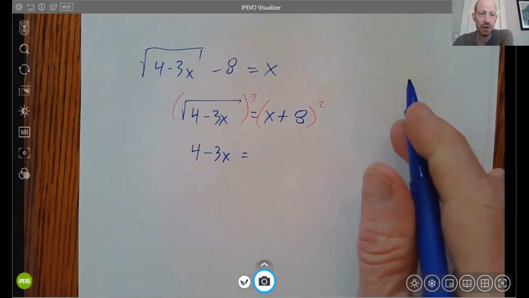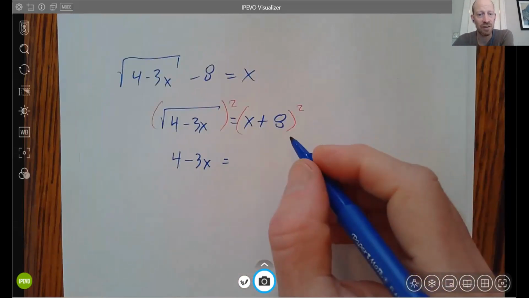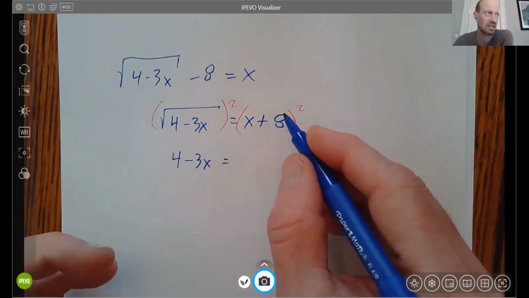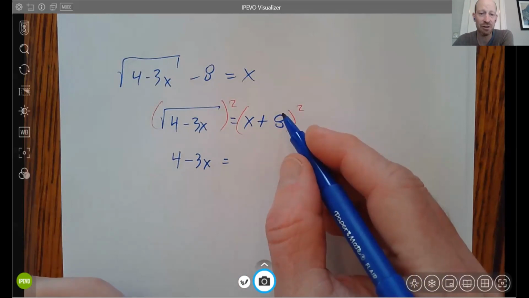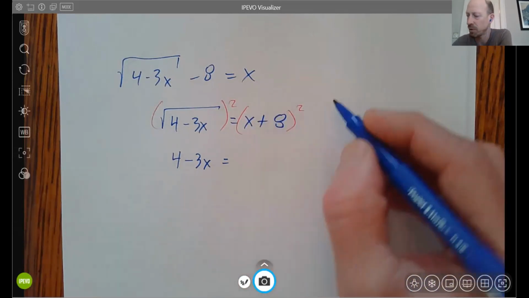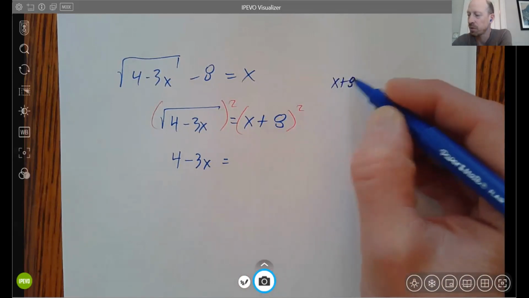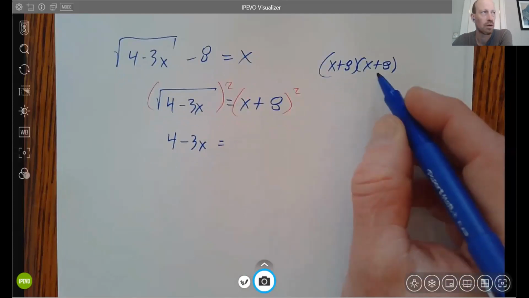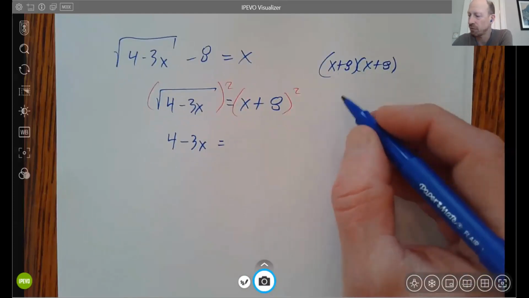The right side is where, I don't know why, but I see tons of errors here. Everyone just wants to write x squared plus 64. But that's not correct because I'm squaring a sum. I actually talked about this when we did the other problem. That's really x plus 8 times x plus 8. And when I square that, I have to FOIL that out.